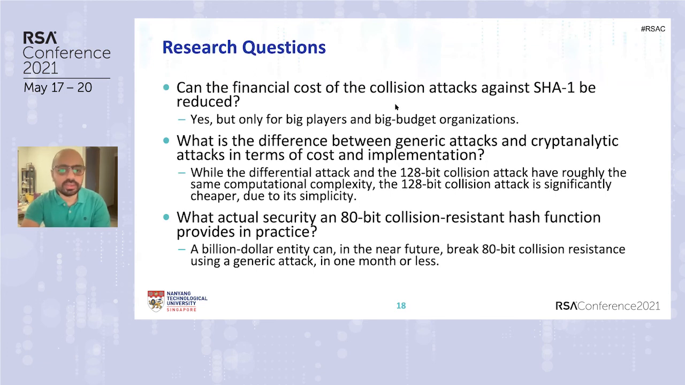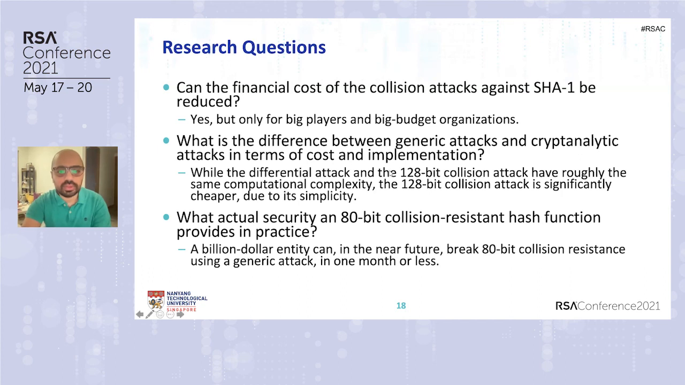Can the financial cost for the current attacks against SHA-1 be reduced? The answer is yes, but only when you have a big initial investment at the beginning, because to build such ASIC clusters, you need a big initial cost, and then the amortized cost will be lower.